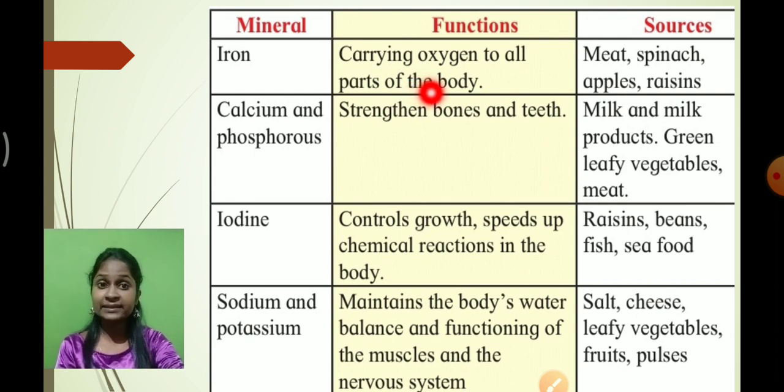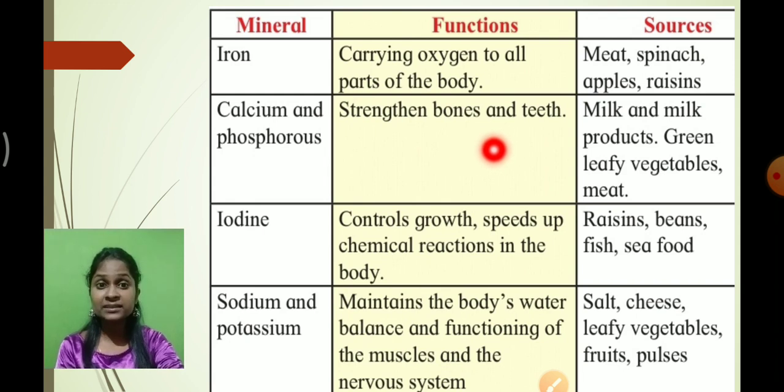From where do we get iron? What food material do we have to eat to get iron? Meat, meaning non-veg, spinach, which is the best source of iron, then apple, and then raisins. These are the food materials we should have in our daily diet to get iron. Then after that, you can see calcium and phosphorus. What do calcium and phosphorus do? They strengthen our bones and teeth. Who strengthens our teeth and bones? Calcium and phosphorus.